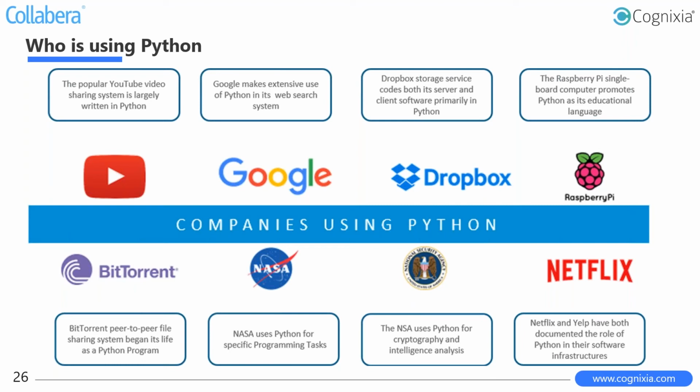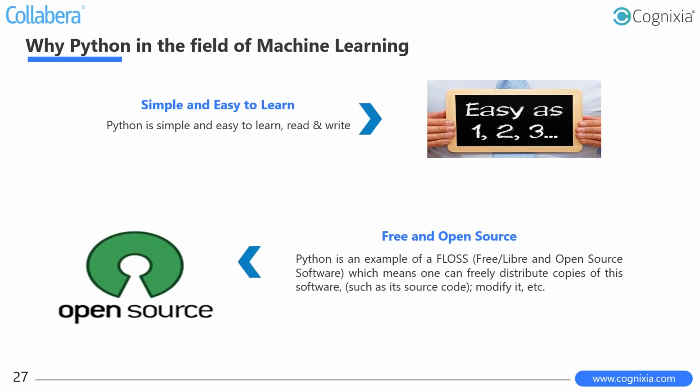Python is famous for web development today. Python is famous for automation, for machine learning, deep learning, right? So Python is a language of choice today. I just said it's simple, easy to learn, right?